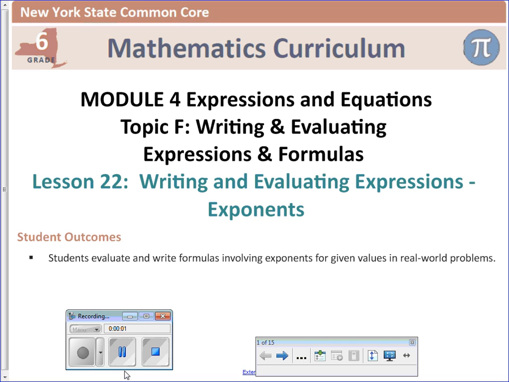Today we're going to look at Module 4, Lesson 22. We've been looking at writing expressions and using those expressions to solve equations. We've been using addition, subtraction, multiplication, and division. Today we're going to look at expressions that have exponents in them.